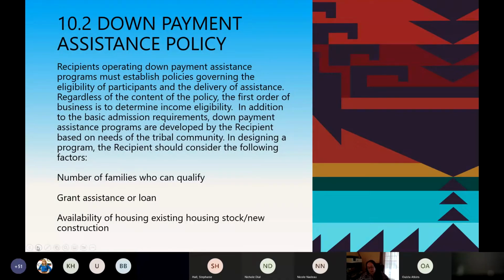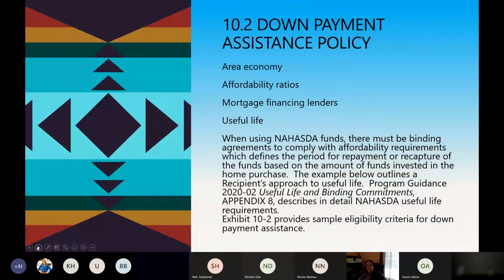In designing a program, your recipient should consider the number of families who can qualify, the grant assistance. Is it a loan? Are you going to require it to be paid back? Availability of housing assistance or housing stock and new construction in the area. Your area's economy, your affordability ratios, your mortgage financing lenders. Do you have anybody that's going to lend on your reservation? Do you have 184? Your useful life, you have to make sure that you have those requirements met.